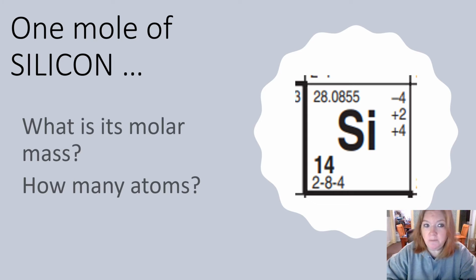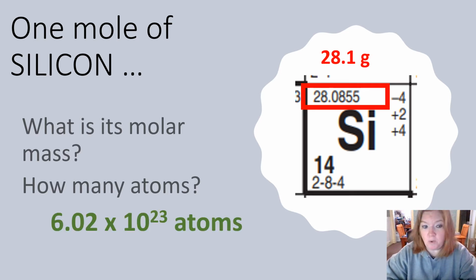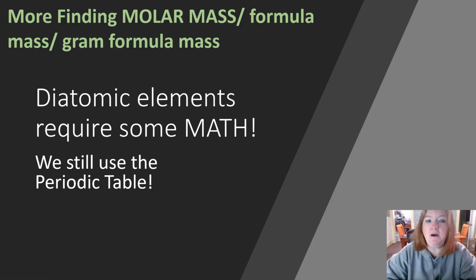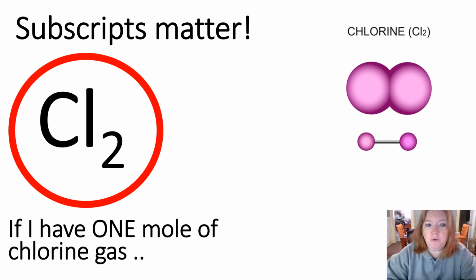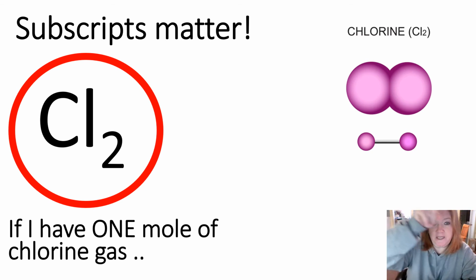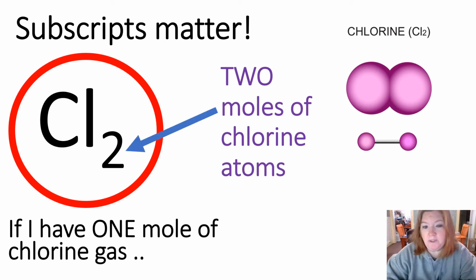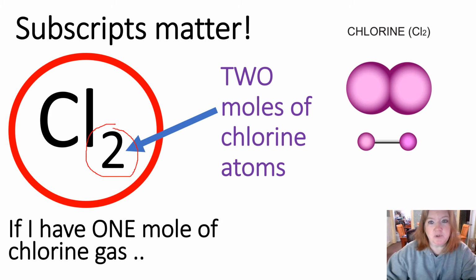What if instead we have 1 mole of silicon? Well, its molar mass, 28.1 grams. How many atoms? Well, since it's 1 mole, it's 6.02 times 10 to the 23rd. Now, finding the molar mass, the gram formula mass, the formula mass for diatomic elements requires a little bit of math. We'll still use the periodic table though. So the subscripts matter. So if we have 1 mole of chlorine gas, we actually have 2 moles of chlorine atoms because of this subscript.